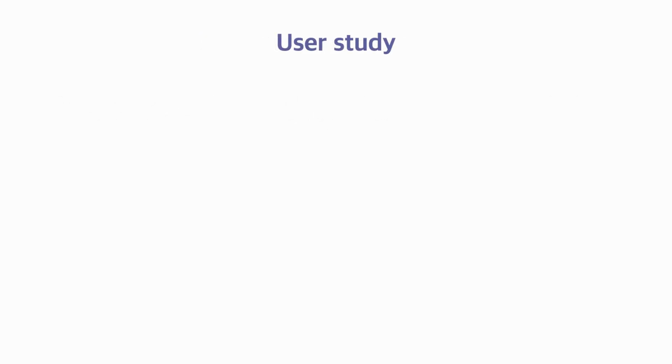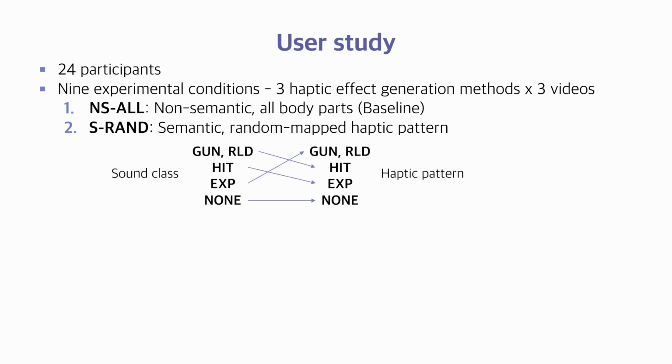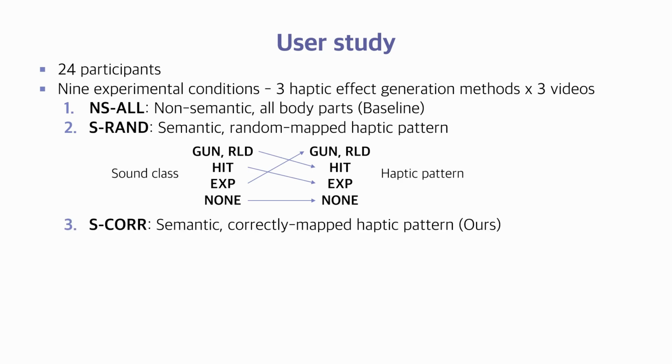To evaluate our system, we conducted a user study comparing 3 different ways of providing haptic feedback. The first was non-semantic, providing vibrations across the whole body regardless of context. The second was semantic, but with randomly assigned haptic patterns. And the third was our method. Note that we weren't focused on gameplay, but rather watching gameplay video, since the actual gameplay caused severe motion sickness.